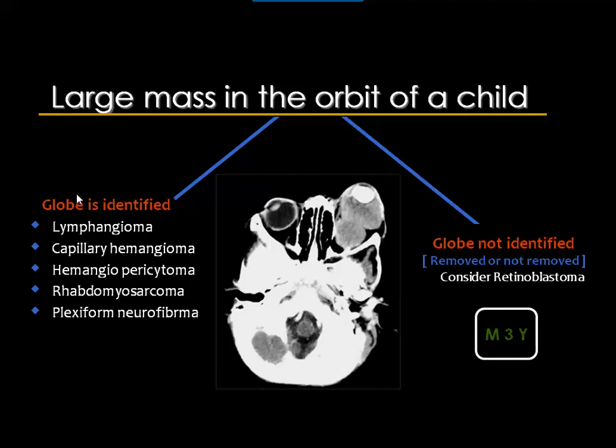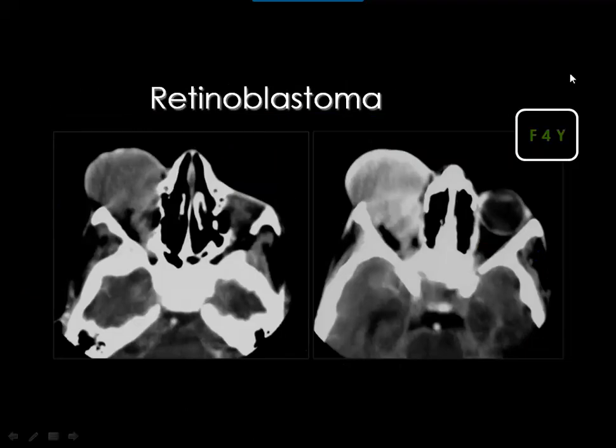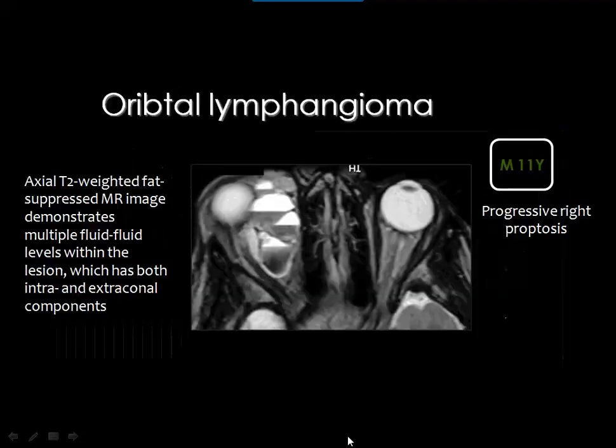Then if you see the globe, think of masses that are seen usually in children and they are big. Then these masses are lymphangioma or cystic hygroma, capillary hemangioma. This is an infiltrative lesion, quite different from the cavernous hemangioma which is seen in adults. Then hemangiopericytoma, rhabdomyosarcoma, and the plexiform neurofibroma. Then this is a child and you cannot see the globe, there is a big mass, then you think of retinoblastoma as I have mentioned.